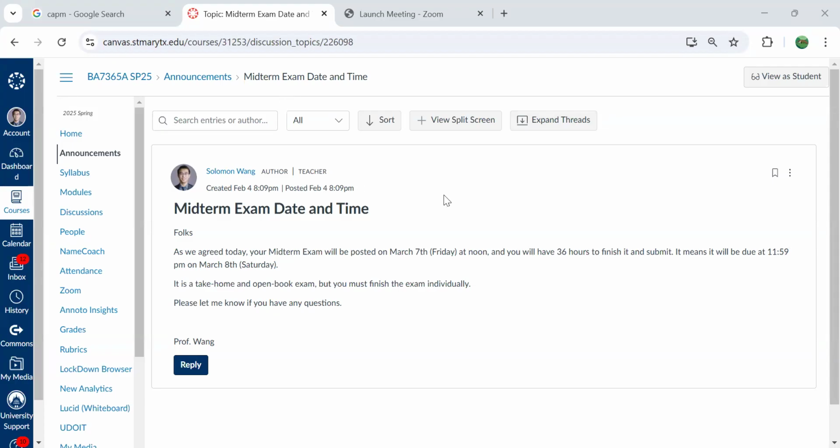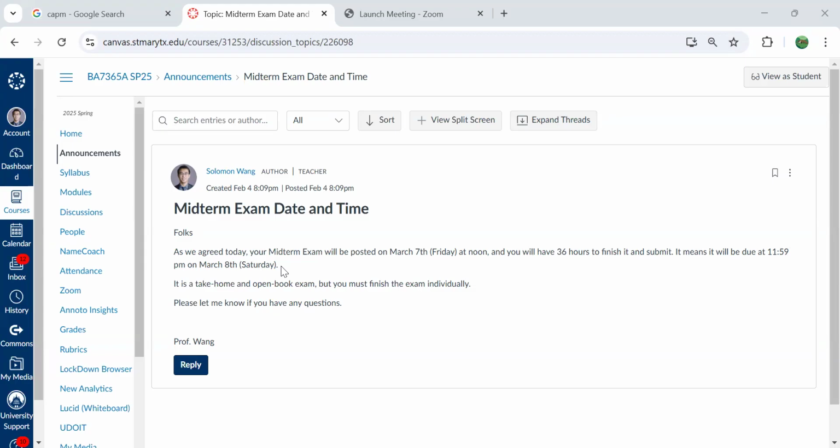Let me first remind you about the exam date and time. This is posted on Canvas. Your midterm exam will be posted at noon on March 7th, which is a Friday, and you will have 36 hours to finish it and submit it. That means it will be due at midnight on March 8th, which is a Saturday.